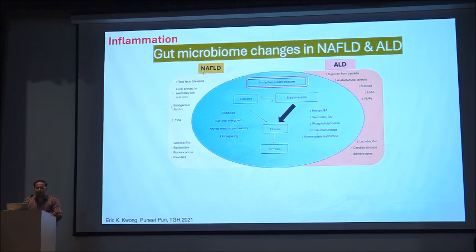But the things which are particular to NAFLD are that there is an increase in fecal bile acids. The fecal primary to secondary bile acid ratio is increased. Endogenous alcohol production is increased. Trimethylamine oxide is also elevated in NAFLD patients rather than ALD. Certain bacteria like lactobacillus are increased, bacteroides increased, ruminococcus increased, Prevotella decreased.